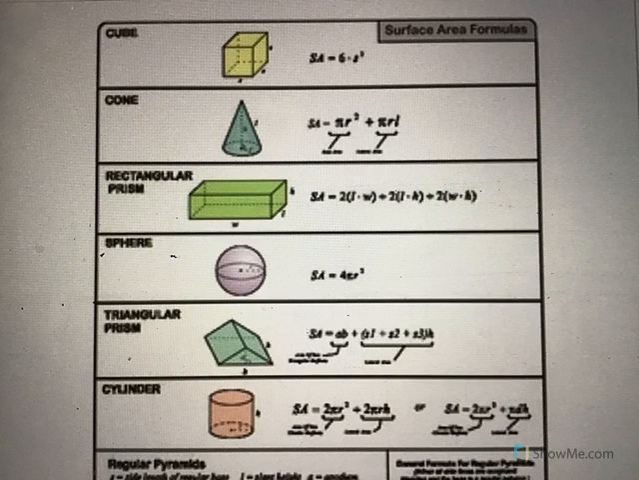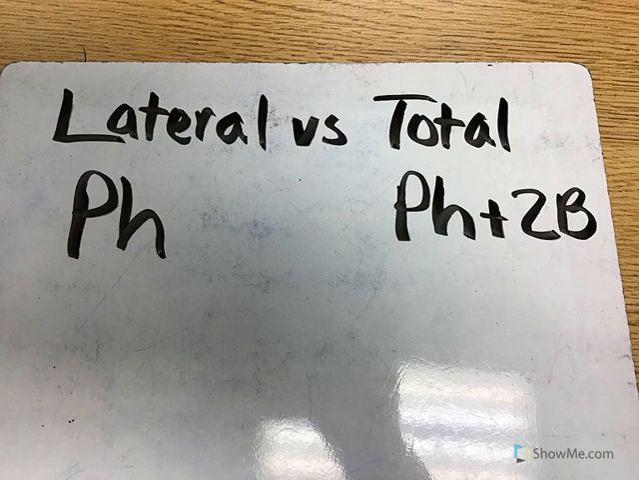All right, today we're going to be talking about lateral and total surface area. All right, so lateral and total surface area. So what is surface area? Surface area is covering an object, a 3D object.